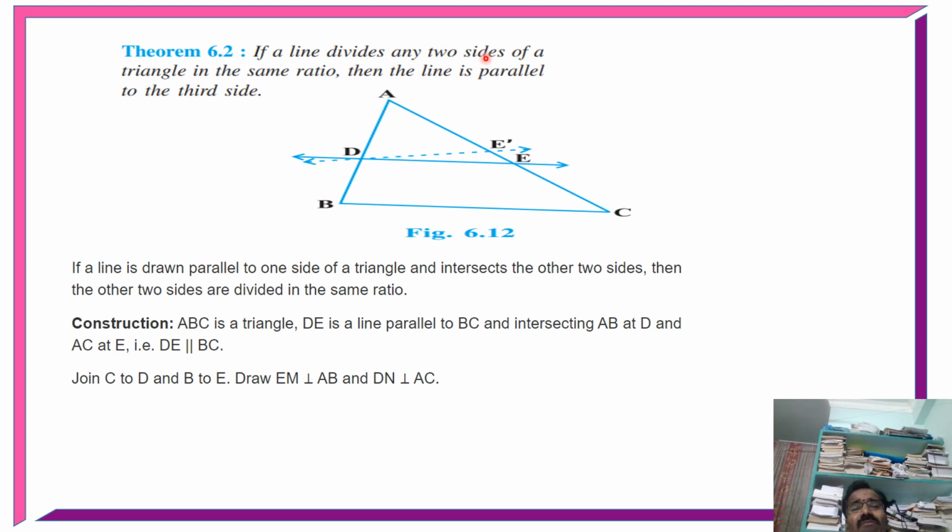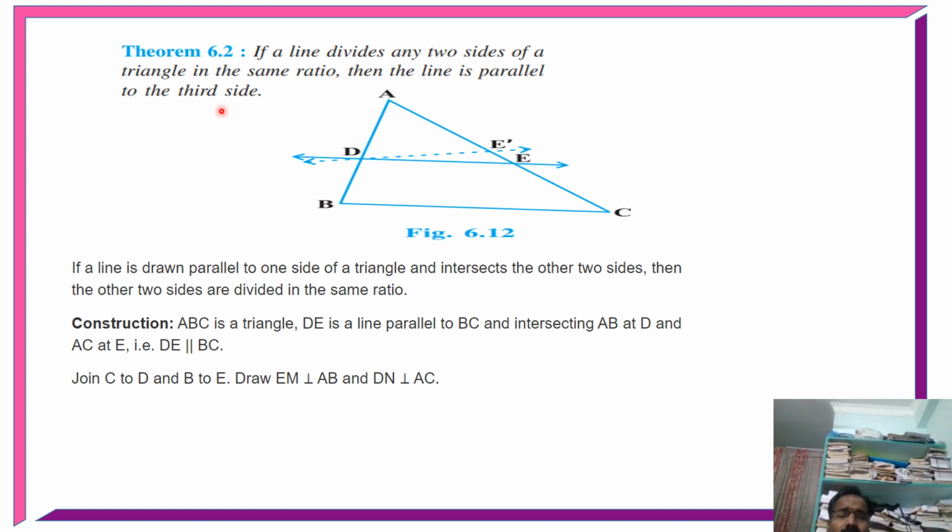Converse means a line divides any two sides in the same ratio, that is AD by DB equals AE by EC. We can prove that DE is parallel to BC. For that, let us take one construction, DE dash parallel to BC. By Thales theorem, AD by DB must equal AE by EC as well as AE dash by EC.